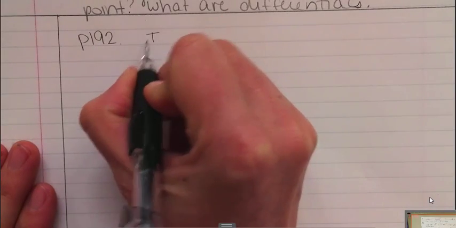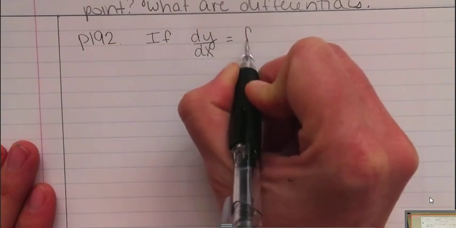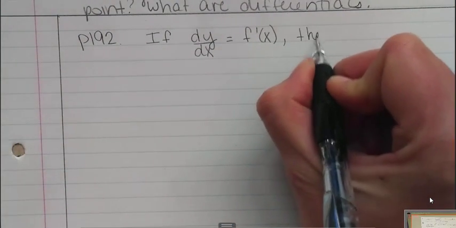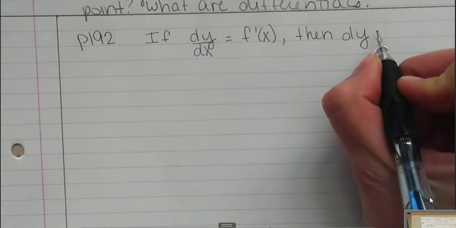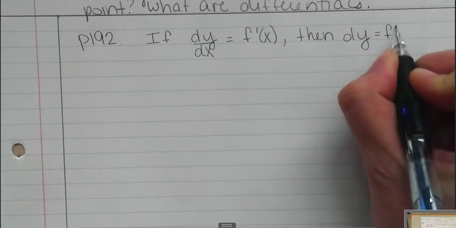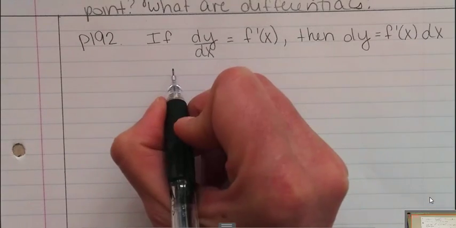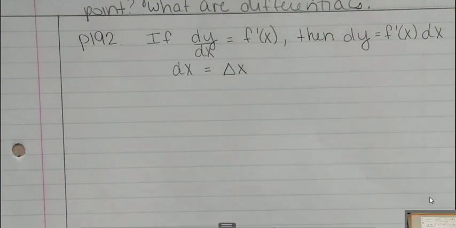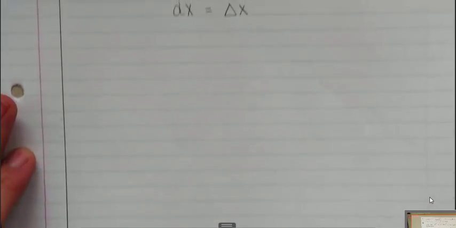If we know that the derivative of y with respect to x is the same thing as the derivative of f of x, then if I want to get dy all by itself, I'm just going to multiply both sides by dx. So really, dy is the same thing as f prime of x dx. That's your differential dy. And then your differential dx is really the same thing as change in x, whether it's along the function or along the tangent. It's going to be the same thing. So you might want to highlight these. These are your differentials. We're going to go ahead and do some examples here.